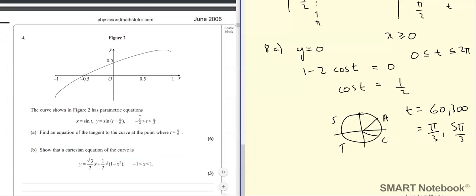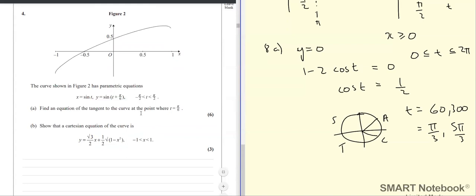Right, okay, last question then. I want you to have a go at this, please. Have a go at 4 part A. Let me know how you get on or what you're trying if you're unsure.